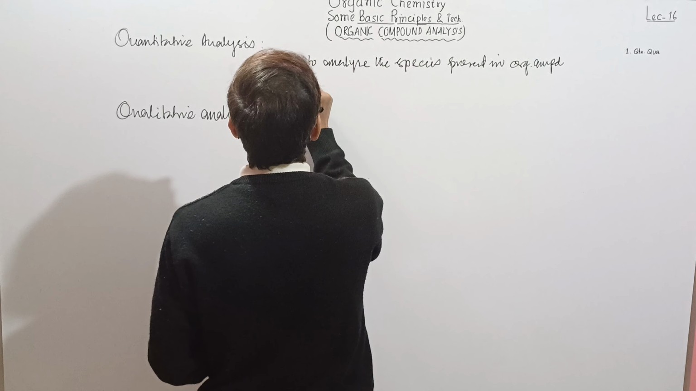So now the question is why it is required to analyze the presence of the species or element or ions in organic compounds, and if it is required, how it is done. So in quantitative analysis, it is done first by Lassaigne's test.